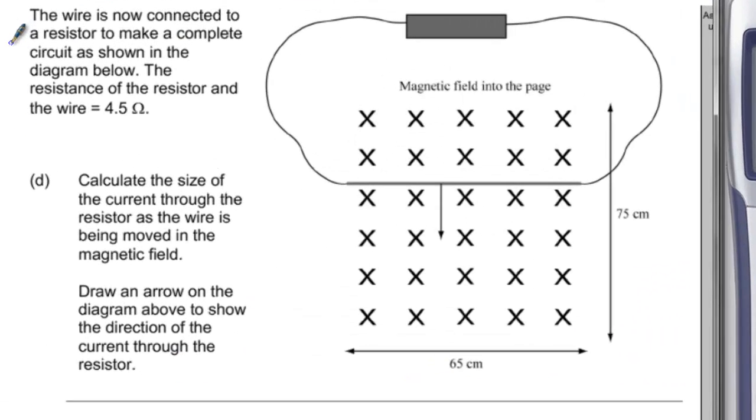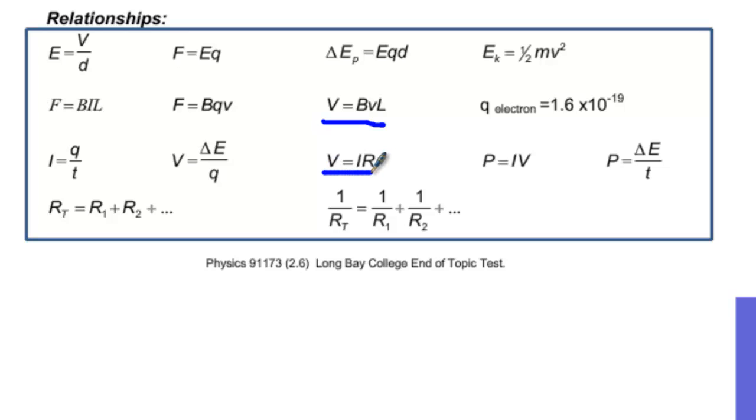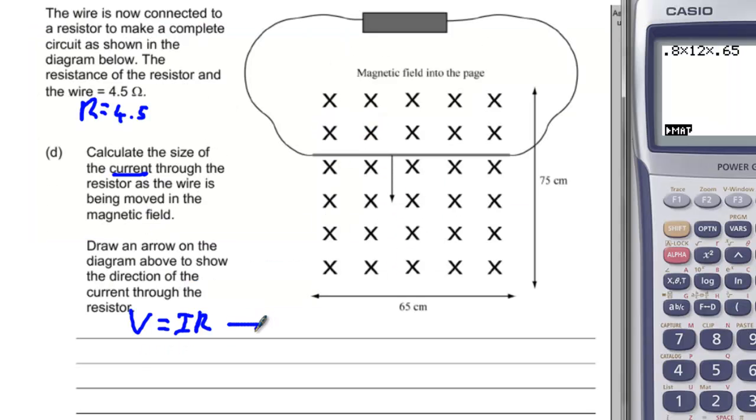Question D, the wire is now connected to a resistor to make a complete circuit as shown in this diagram. The resistance of the resistor and the wire is 4.5 ohms. Okay, so R equals 4.5. Calculate the size of the current through the resistor as the wire is being moved in the magnetic field. So we're just going to use V equals IR, Ohm's law. And we're looking for the current, so we're going to rearrange this equation to make I the subject. I equals voltage divided by resistance.